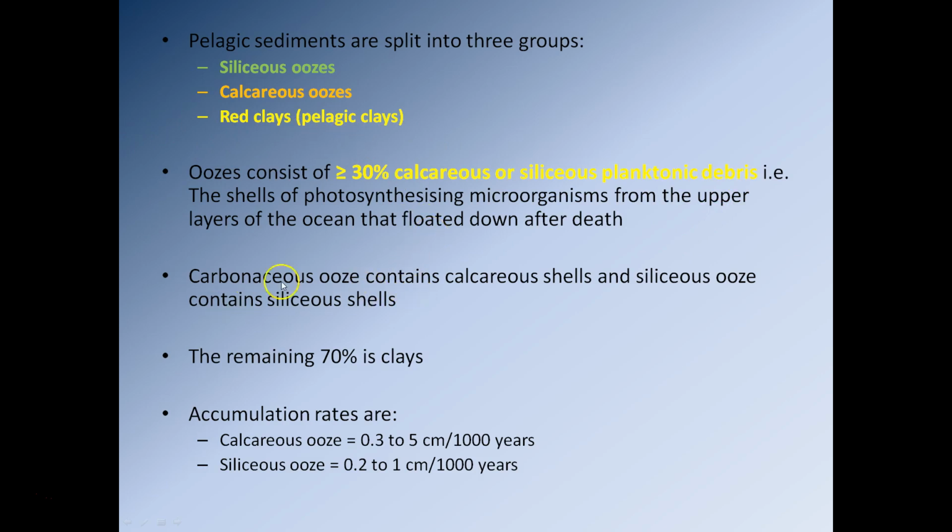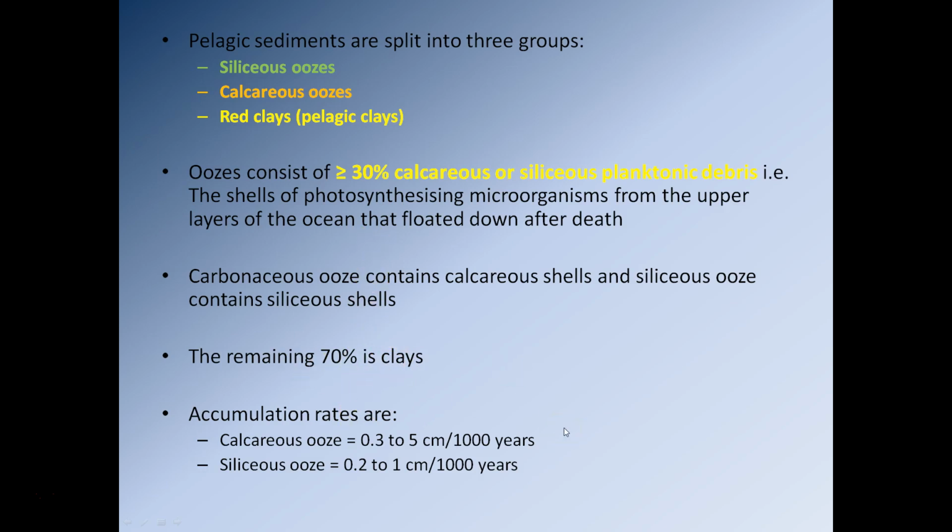So obviously calcareous oozes contain calcareous shells, so calcium carbonate shells, and siliceous oozes contain siliceous shells, so silica shells. I don't know why I put carbonaceous there, that should read calcareous, my apologies for that. So the remainder of the sediment will obviously be clay.